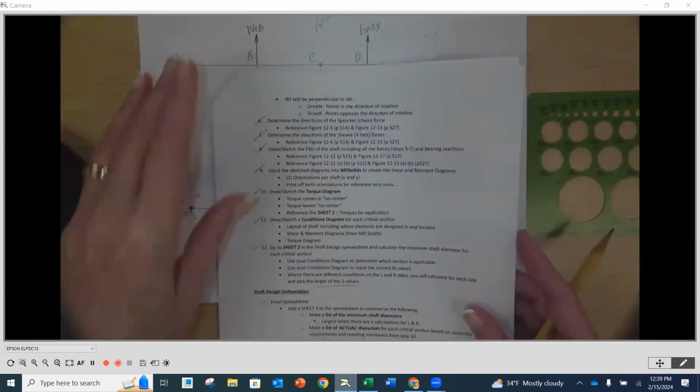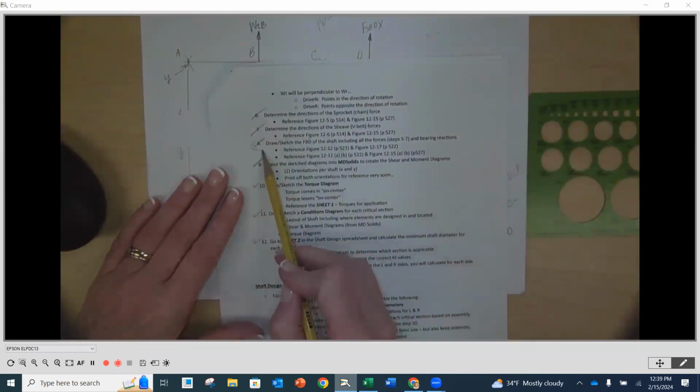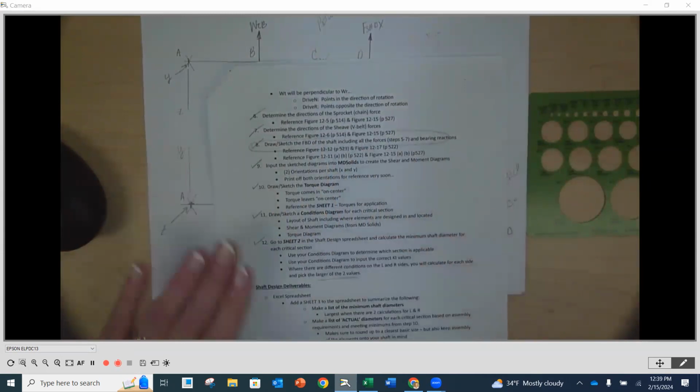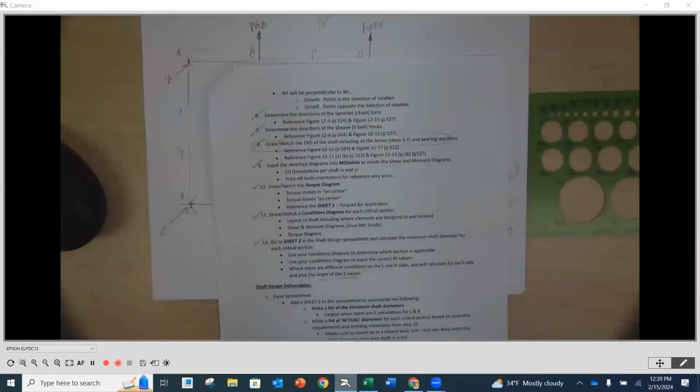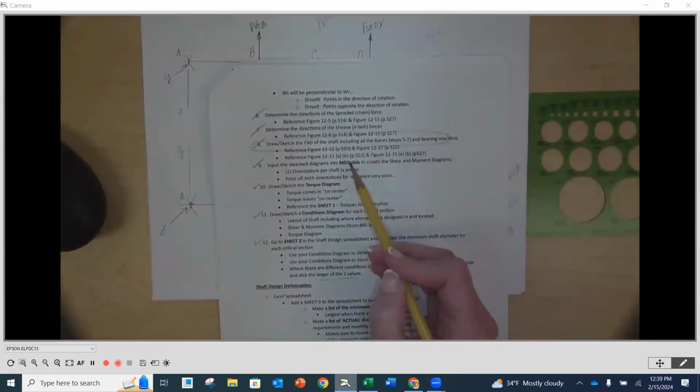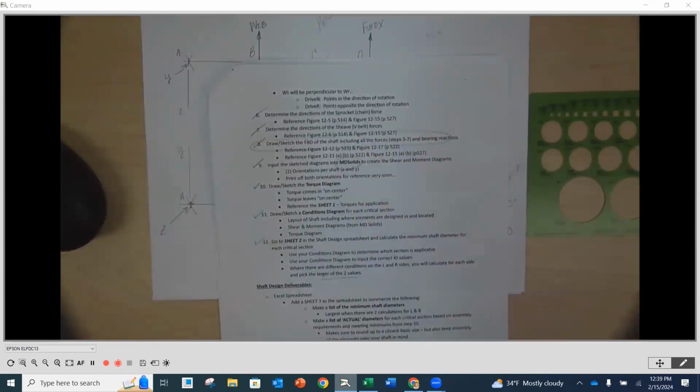For instance, where we were drawing the free body diagram of the shaft, we were already starting at step 8 there for that one. And then once you're done with that, now you're going to go to MD solids. And there you're going to get the shear and moment diagrams that you're going to need those values to then do your conditions diagram and then ultimately go to sheet 2.